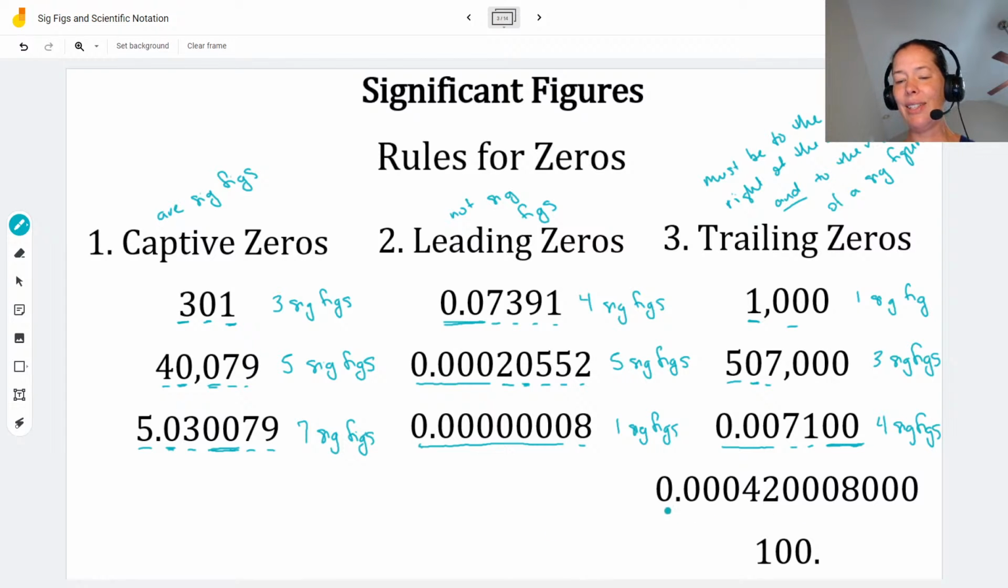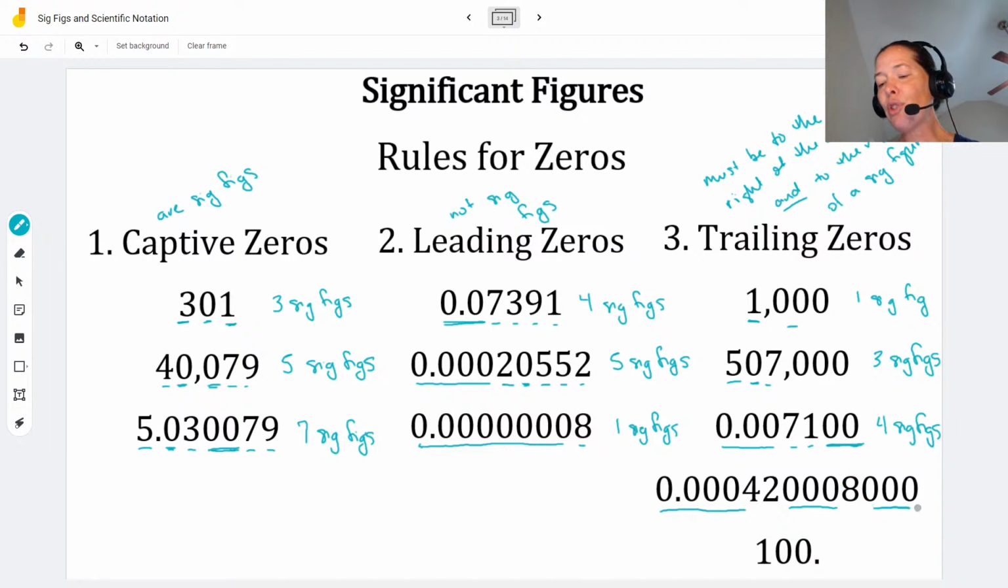Okay, let's take a look at this monster down here. We've got a lot of zeros here, so let's identify what kind we have. These ones on the left, these are leading zeros. We know they're not significant. These zeros in the middle here, these are captive. They're in between a 2 and an 8, so they automatically are significant.